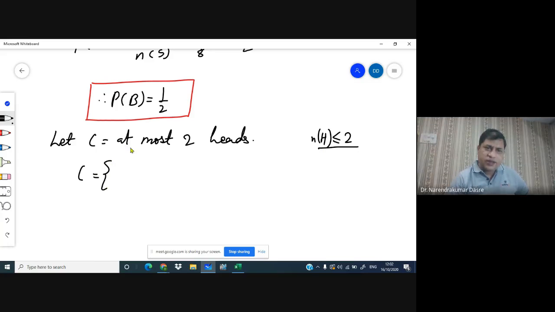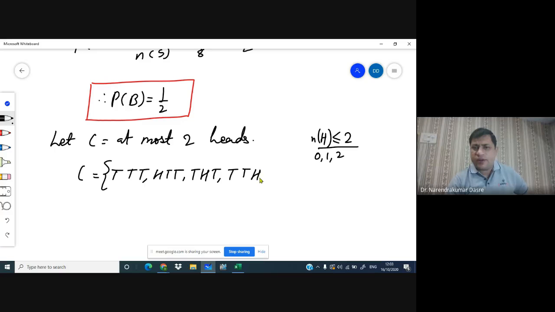And hence we write the set. So less than or equal to 2, that means it will be 0, 1 and 2. Because we have equal to here, so we have to consider 2 also. So we have 0 heads. So it will be tail, tail, tail, first observation, all tails. Then second type of observation, one head. So we can have head, tail, tail, and then we'll be having tail, head, tail, and then we'll be having tail, tail, head.